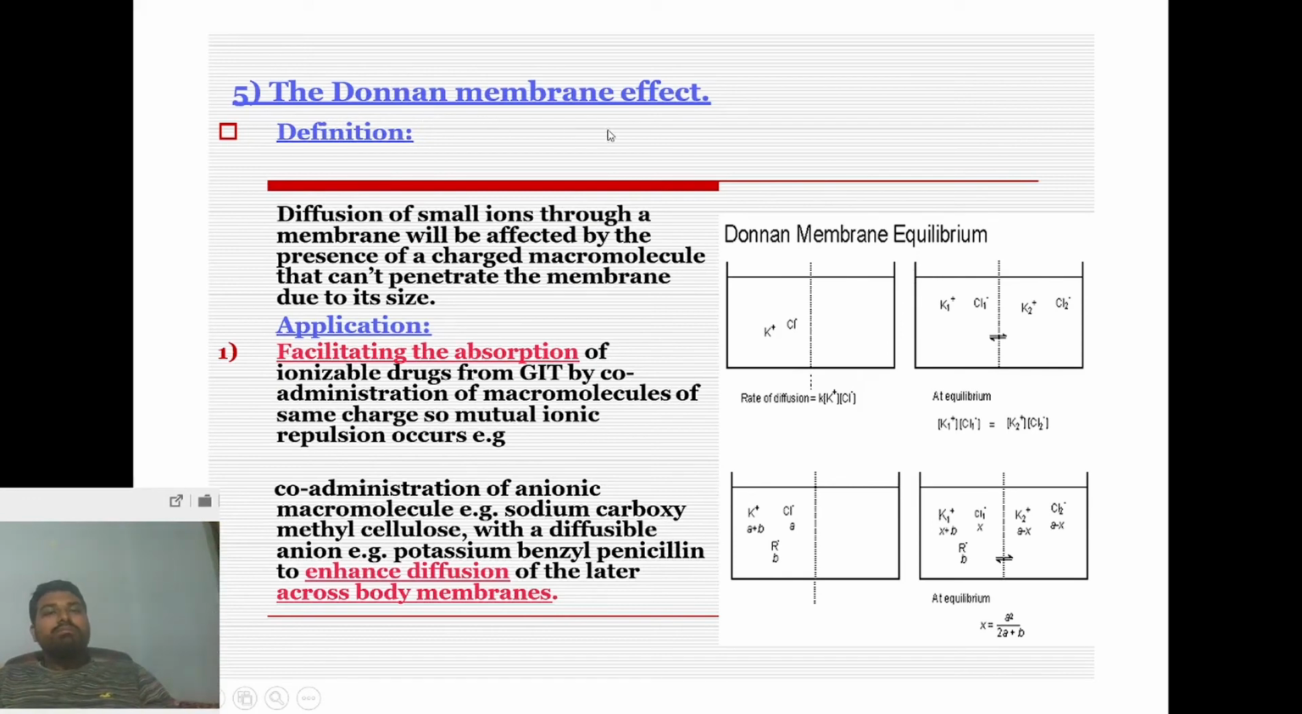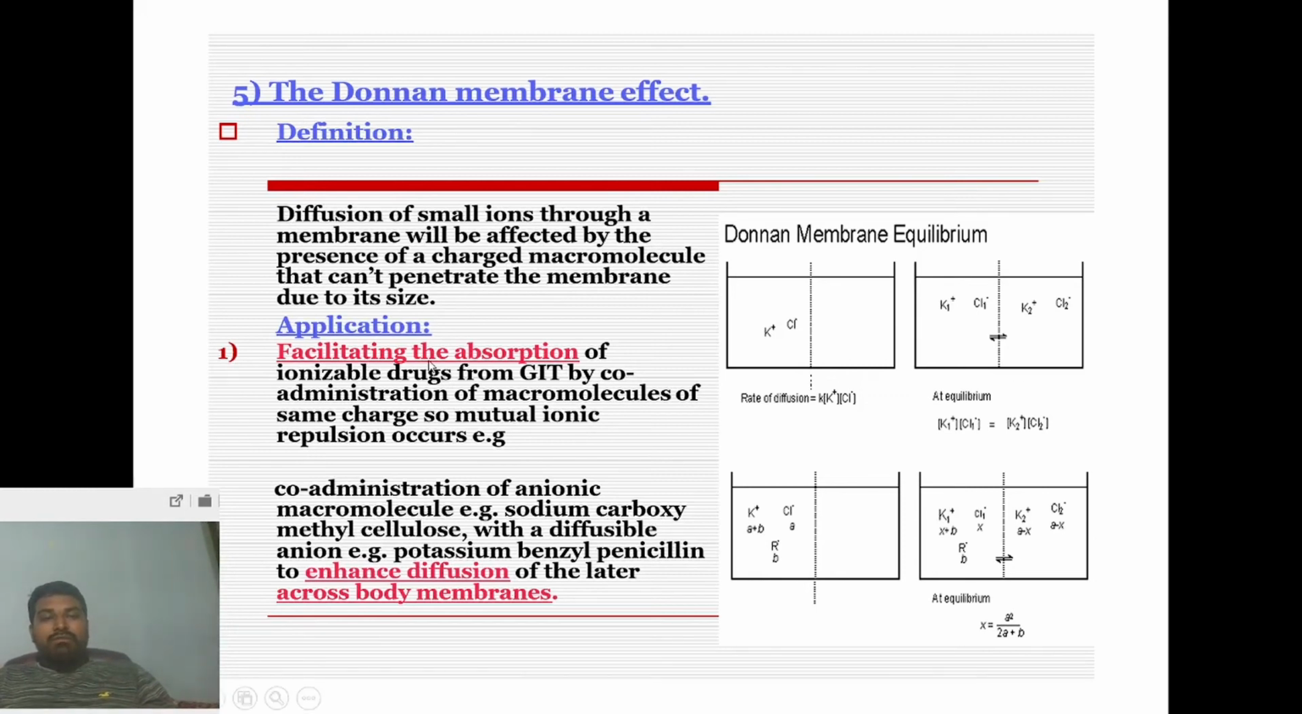The Donnan membrane effect. Definition: the diffusion of small ions through a membrane will be affected by the presence of a charged molecule that can't penetrate the membrane due to its size. Means diffusion of small molecules through a membrane will be affected by the presence of a charged macromolecule that can't penetrate the membrane due to its size.